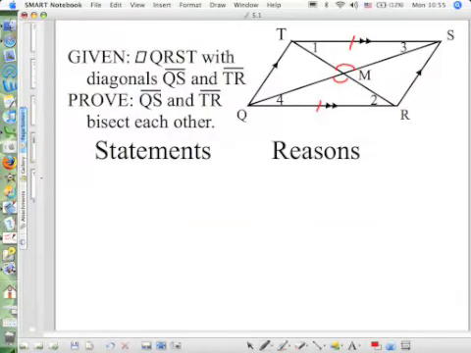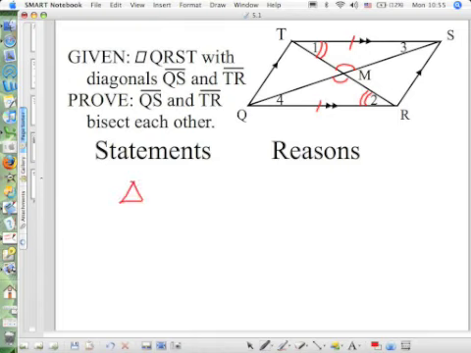And are they equal to each other? Yes. And if TS is parallel to QR, what are angle 1 and angle 2 called? Alternate interior angles. So are those two triangles congruent to each other? Yes. Through what postulate? Angle, angle, side. So if they are congruent to each other, let's label them, okay?